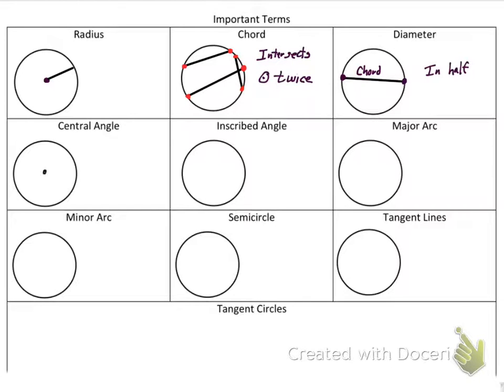All right, central angle. That's the guy that starts in the middle and is constructed using two radii. So this is a radius and the other one is a radius as well. So two radii make a central angle. An inscribed angle, on the other hand, starts on the circle and is constructed with two chords. So those are chords.